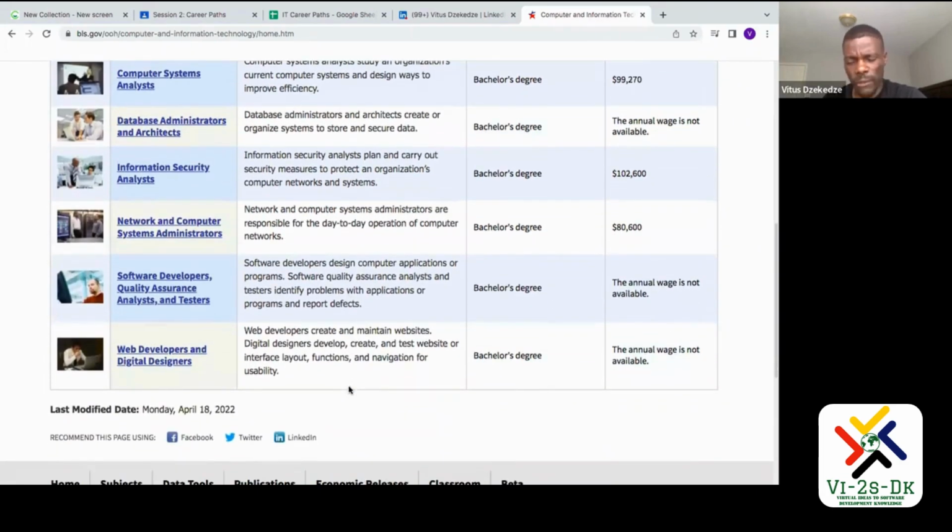Finally, I think this is actually my favorite one, web developers and digital designers. So web developers create and maintain websites. I don't want to say websites, web apps, web applications. And they design, develop, create, and test other interface layouts, functions, and navigations of usability.